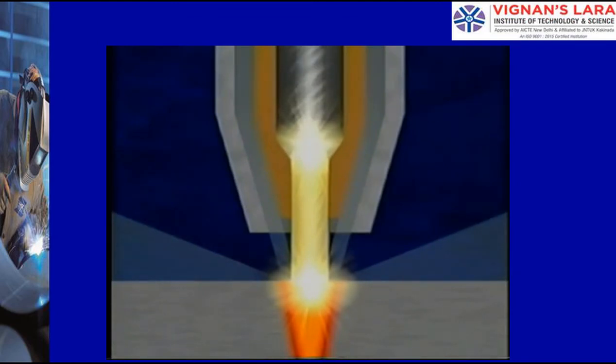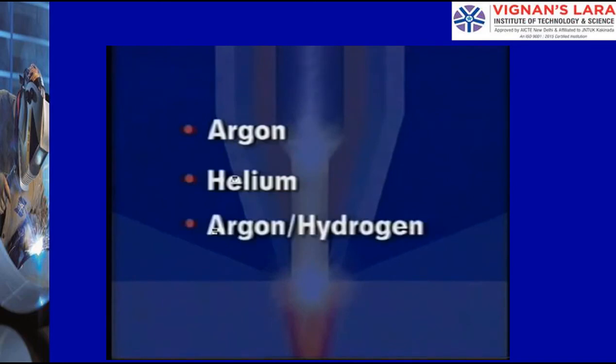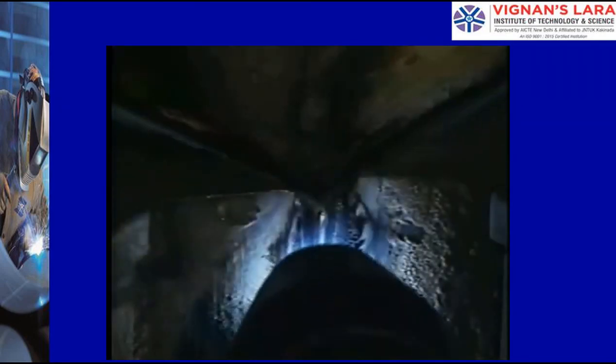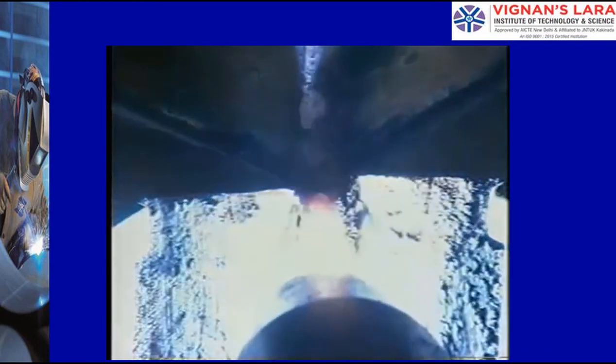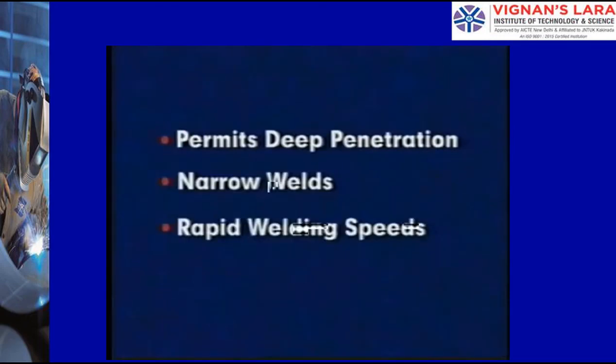Partial shielding is obtained from the plasma and is supplemented by an auxiliary shielding gas. Auxiliary shielding gases used include argon, helium, or mixtures of argon with hydrogen or helium. Because of the constricted arc, the heat energy of the plasma stream is concentrated and extremely intense. This permits deep penetration, narrow welds, and rapid welding speeds with good arc stability.